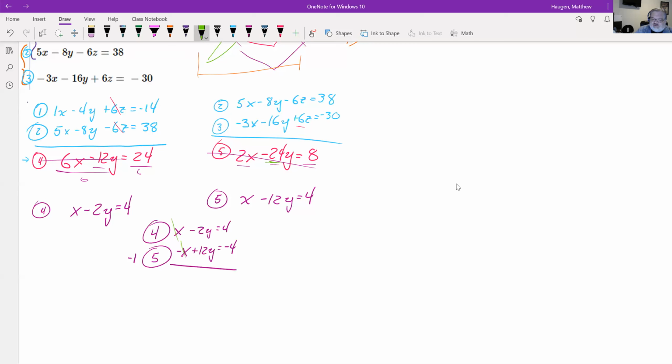So the x's would cancel there. We would get 10y equals 0. That's fun. So we get y equals 0. Cool. Did not see that coming, but that's okay. Then our x minus 2y is supposed to equal 4. So our x minus 2 times 0 is supposed to equal 4.